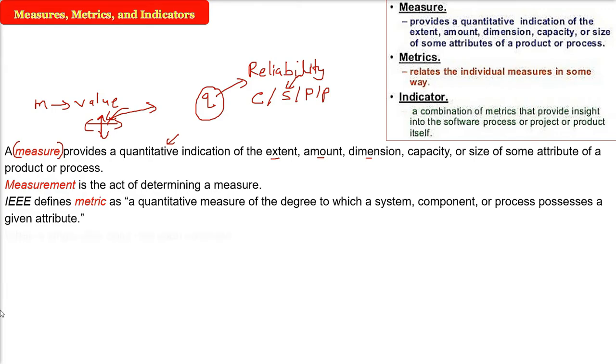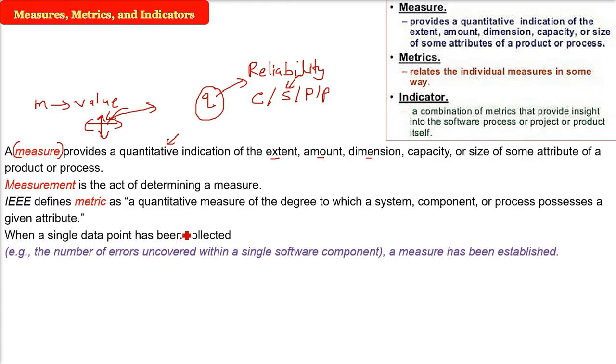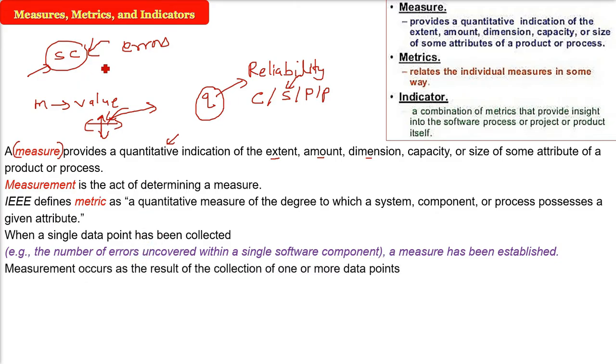So this matrix relates the individual measure in some way. When we are collecting a single data point, let me take an example of a software component. Now we need to test it. There are certain errors that will be uncovered. So when we take a single software component, this number of errors has come. We have established a measure. What is a measurement? This is the one data point we have just collected.